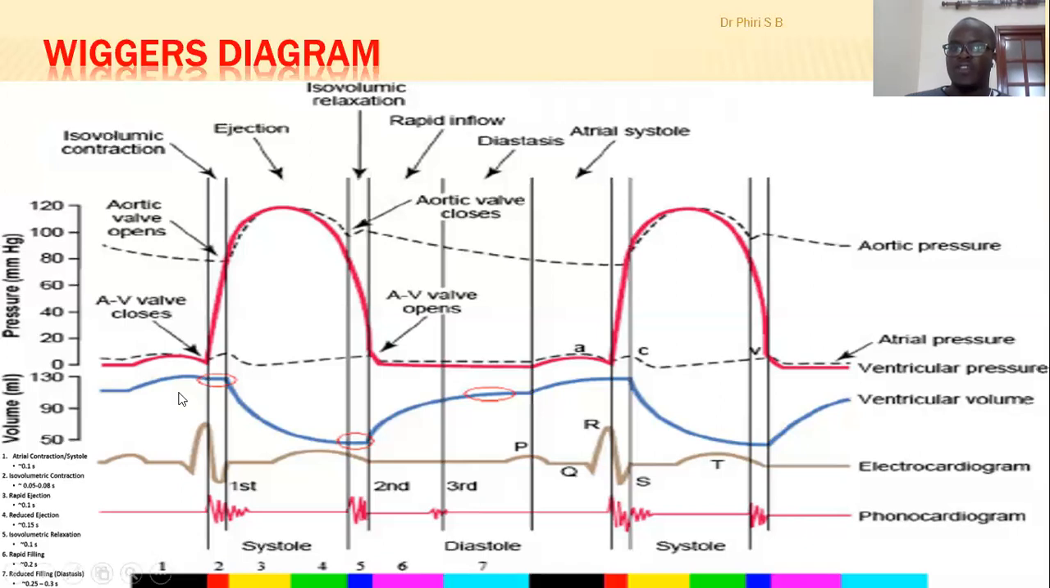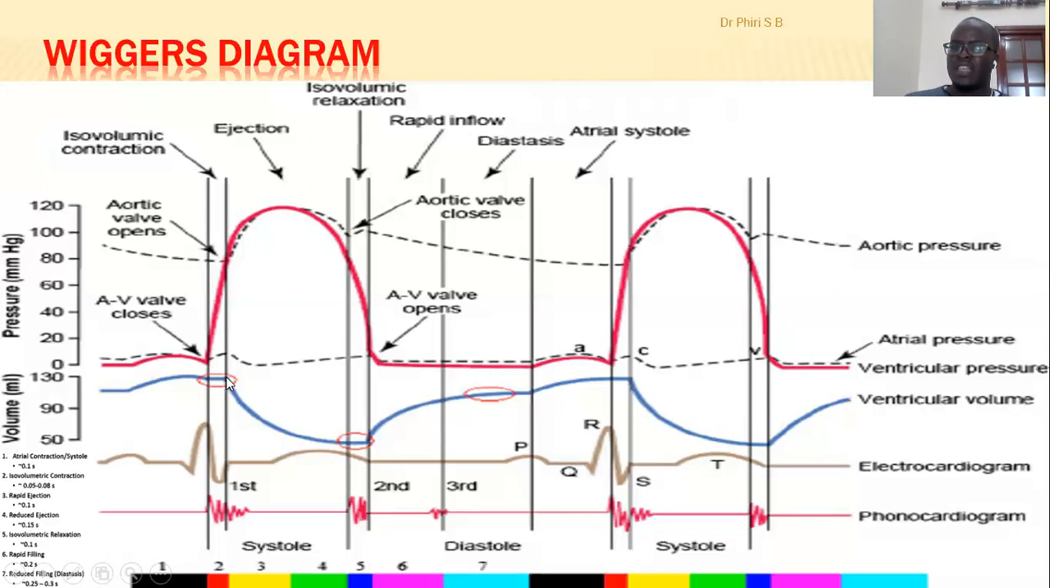Once you have closure of the AV valve, it means that the AV valves are now closed and the semilunar valves are also closed. And then you have the isovolumetric contraction, in which there is no change in the volume of the ventricles. So the blood in the ventricles is not increasing and not reducing, because all the valves here are closed. In isovolumetric contraction there is an increase in tension, but the length of the muscle fibers remains the same. So you can see here you have just a straight line with regard to the ventricular volume. There's no change. So this is called isovolumetric contraction.